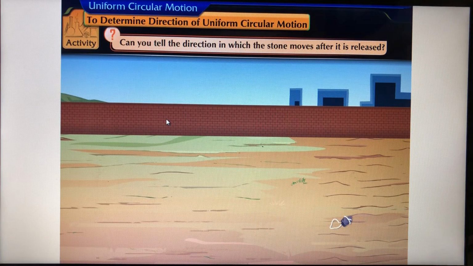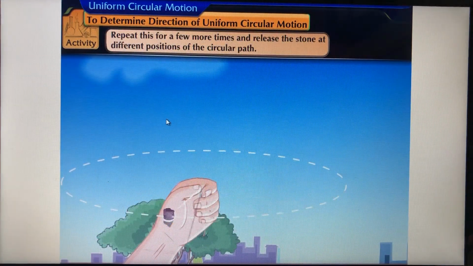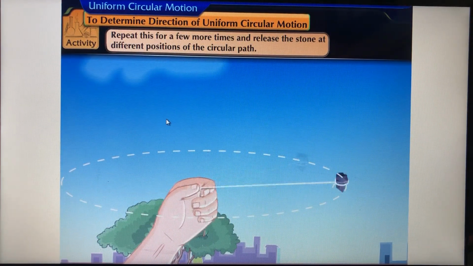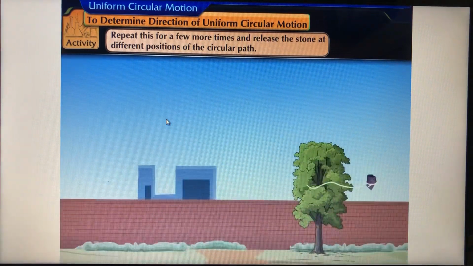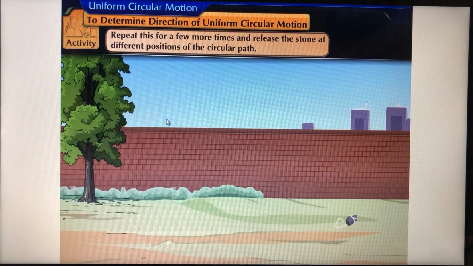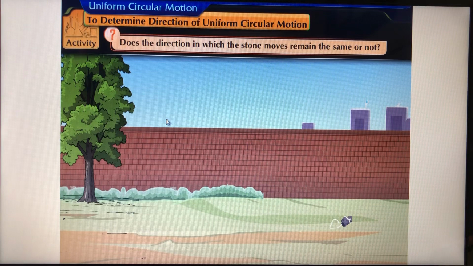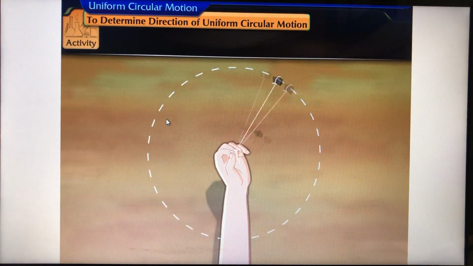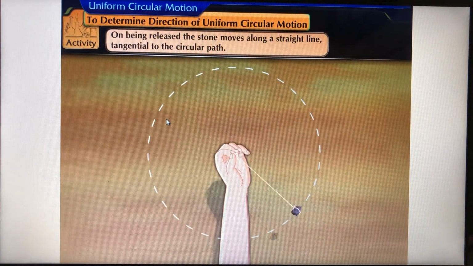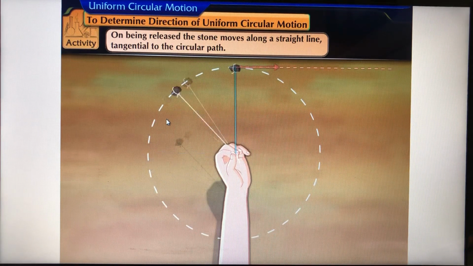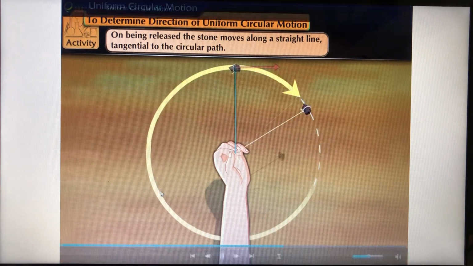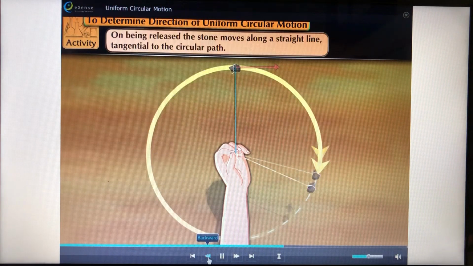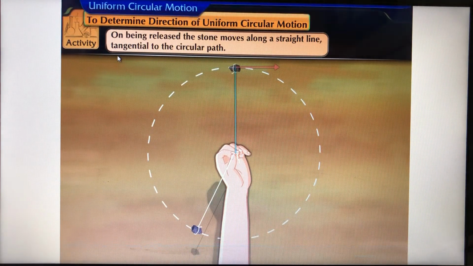Repeat this a few more times and release the stone at different positions of the circular path. Does the direction in which the stone moves remain the same or not? If you carefully note, on being released, the stone moves along a straight line, tangential to the circular path. This is the new word for you: tangential.